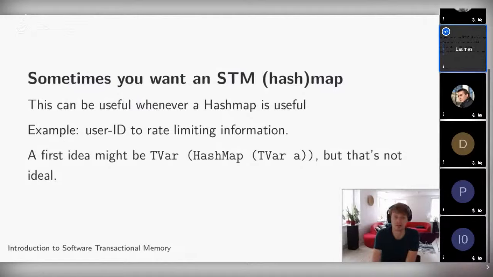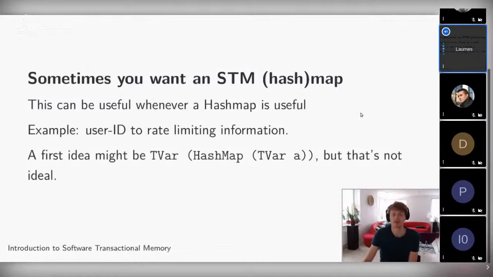And this can be useful whenever any hash map is useful. For example, you can use a user ID for rate limiting information in your reverse proxy that you're writing. Just an example. If you want to implement this, the first idea might be to put a regular hash map in a tvar and put more tvars in there as elements. This allows you to modify each value of the map separately, or you can get to these nested tvars, but this entire construction is not very ideal.